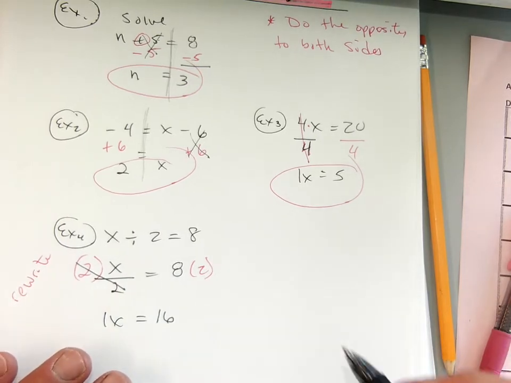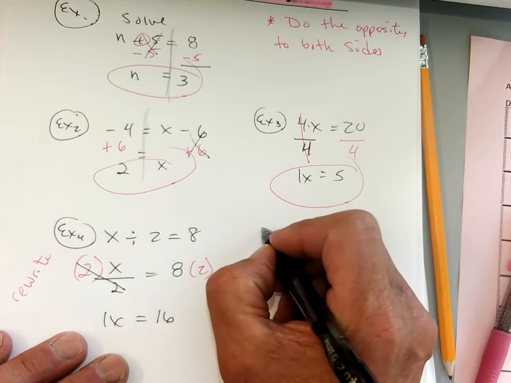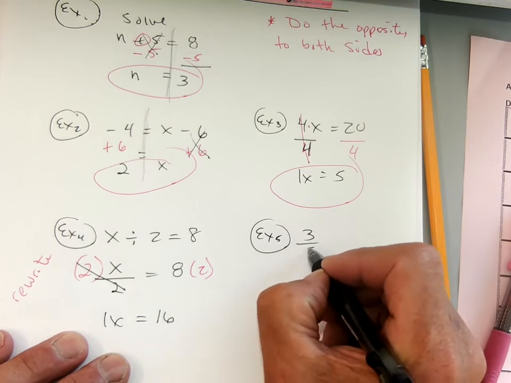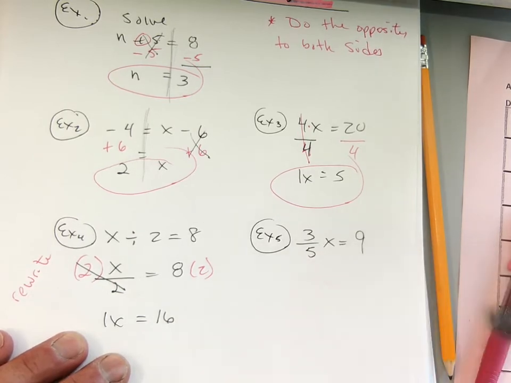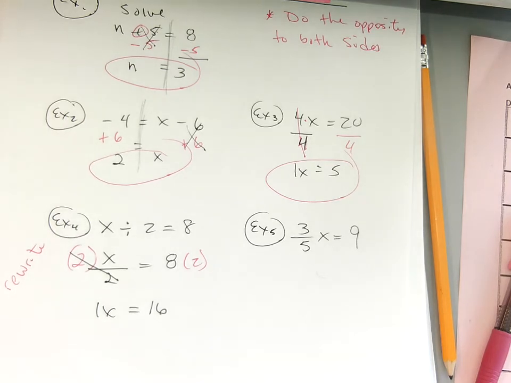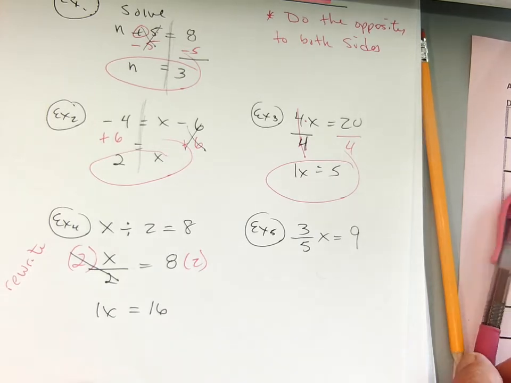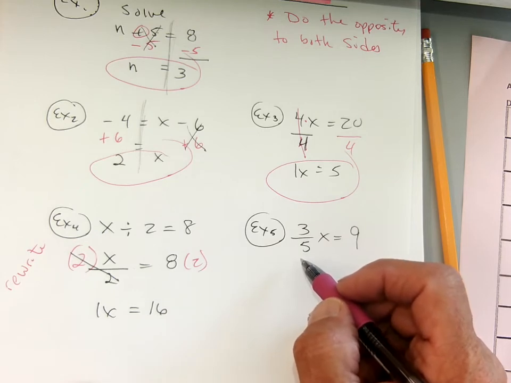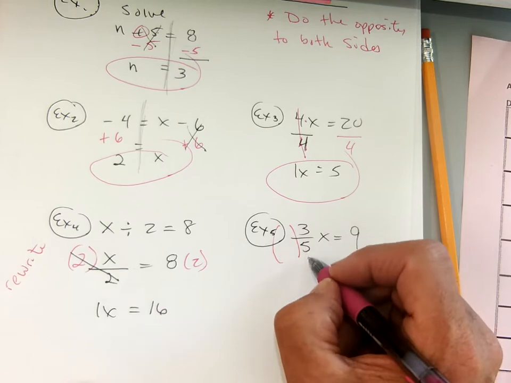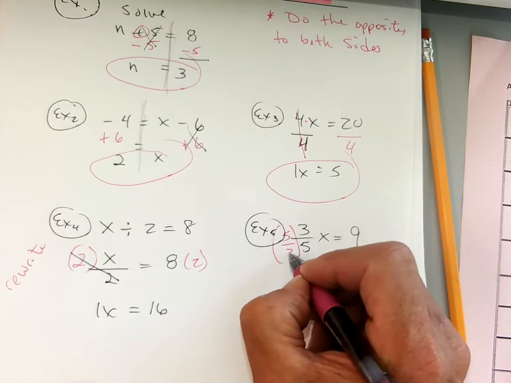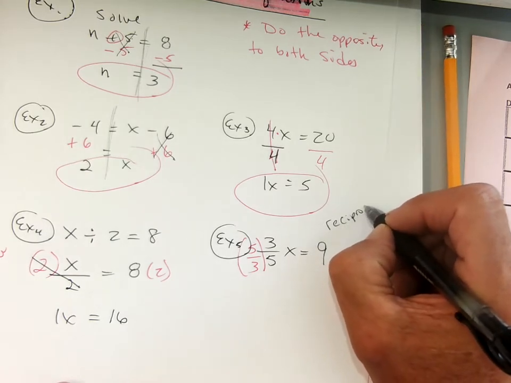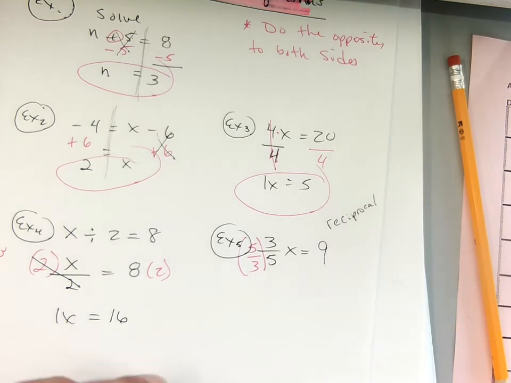Okay, let's take a look at example 5. Now, example 5 is a little trickier. I have a fraction. 3/5 x equals 9. All right, so if I have a fraction, I'm going to undo it. For me, the opposite of this fraction is to do its reciprocal. So I'm going to multiply it by, not 3 over 5, but the reciprocal, 5 over 3. Always the opposite. Doing the reciprocal. That's the upside down. So always do that to both sides.